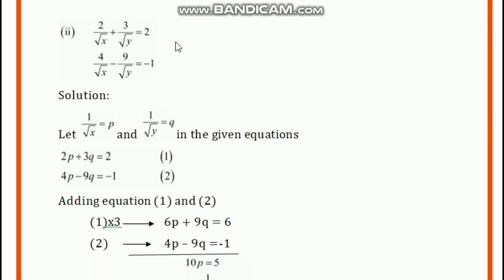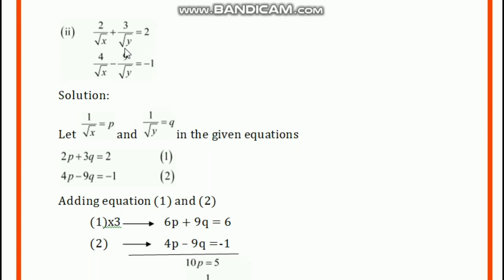Students, let's discuss exercise 3.6, first Roman, second sum. So the question is 2 divided by square root of x plus 3 divided by square root of y equal to 2. And then 4 divided by square root of x minus 9 divided by square root of y equal to minus 1. Okay, so check whether the given equations are in the general form of linear equations or not. Okay, so we know that these two are not in the general form of linear equation.